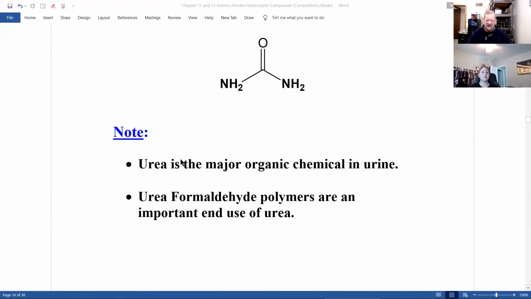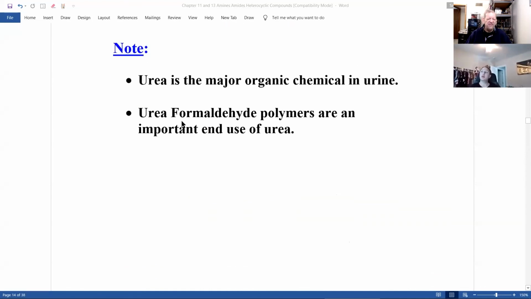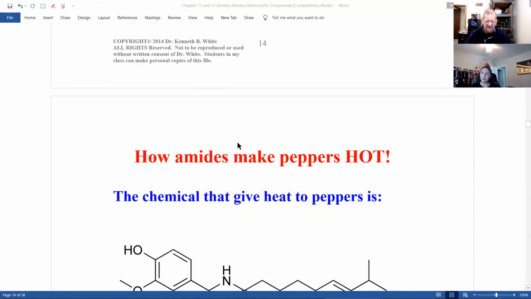Now, this is urea, and you should know this is the structure. And like I have here, urea formaldehyde polymers are an important use of urea. Also for, I think, fertilizer too, but don't quote me on that.